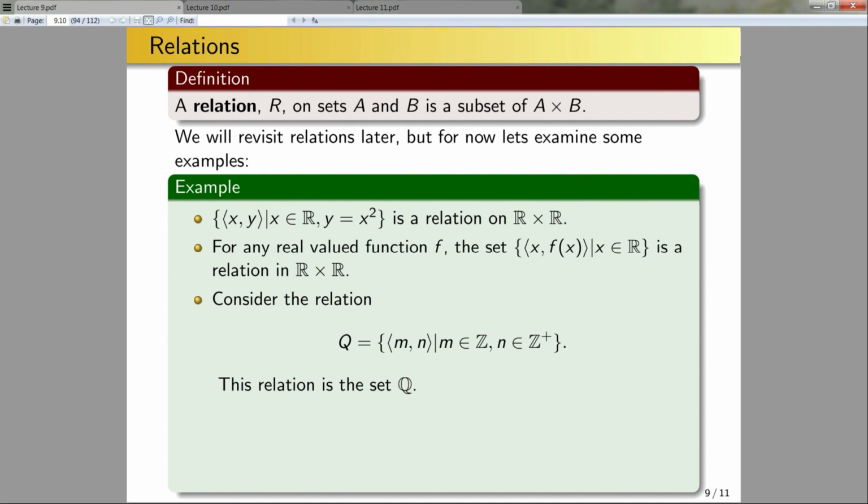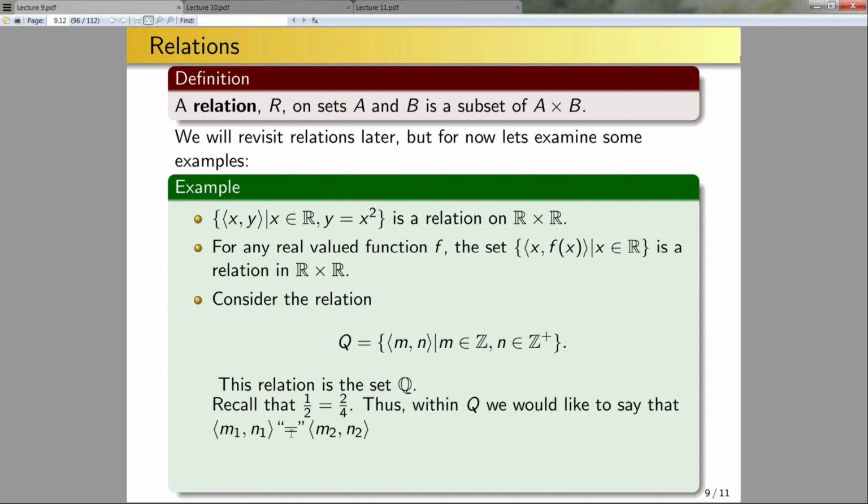So now, recall that within Q, we have objects that are the same even though they don't look the same. Explicitly, 1/2 is equal to 2/4. So thus, when I talk about Q, I would like to say that these two ordered pairs are equal in the case where M1 is equal to 1, N1 is equal to 2, M2 is equal to 2, and N2 is equal to 4. But by the definition of an ordered pair, they're not going to be equal unless M1 is equal to M2 and N1 is equal to N2, but I would like them to be equal in some special cases. So now, how could I possibly quantify these two statements being, quote, equal?